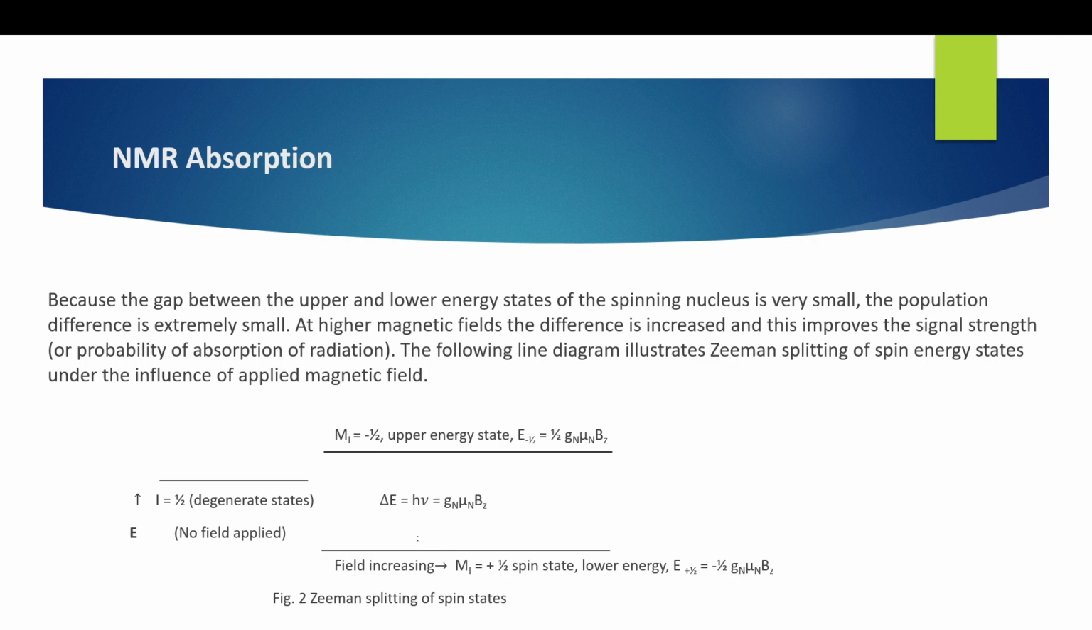Here, the line diagram explains things very clearly. You see, when no magnetic field is applied, the spin states are degenerate. When a field is applied, the minus half state is raised in energy, the plus half state is lowered in energy, and the difference between the two states is given by ΔE = gn μn Bz. As the field increases, the separation increases. And this is Zeeman splitting, shown in this figure: Zeeman splitting of spin states under the influence of an external magnetic field.